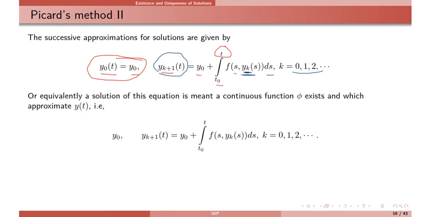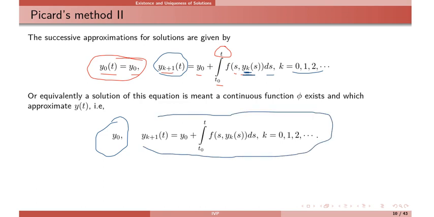Okay, so we start with y0, then we compute approximations by using this formula, and this is known as the method of successive approximations. Usually we also say that this is the integral form of the initial value problem. This is also called integral form, as we replaced the derivative and we perform the integration. Okay, this will be the basic.